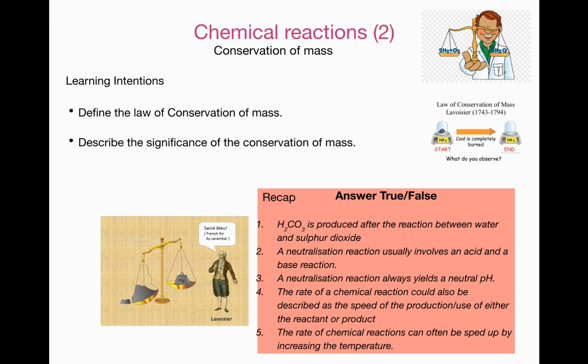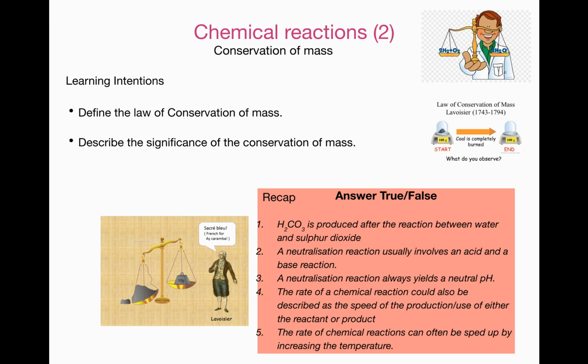H2CO3 is produced after the reaction between water and sulfur dioxide. That is false. H2CO3 is the chemical formula for something called carbonic acid. So you can't produce carbonic acid from sulfur dioxide dissolved in water because if sulfur dioxide was dissolved in water, there would have to be sulfur there somewhere.